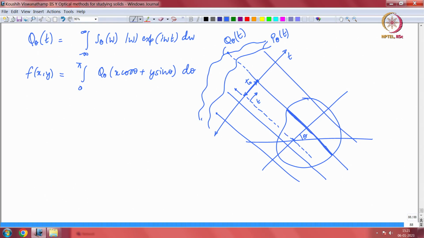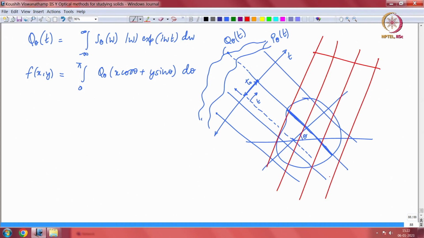Okay. Initially you do not know anything about f of x y, everything is 0, let us say. This is the first projection you are starting with. You go back and you assign this to every single point along this line, okay. Now if you have another projection, let us say like this, you have another p like this, and you have another q, let us say this is your q theta 2 of t, p theta 2 of t, let us say. Now again t equal to 0 is here, this is the origin. So t is measured from here.